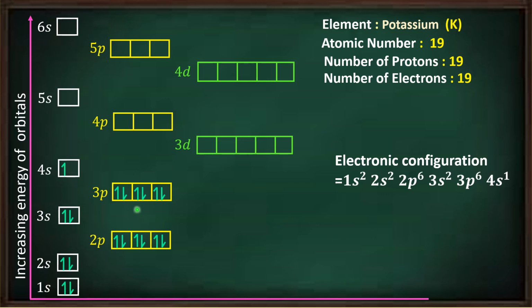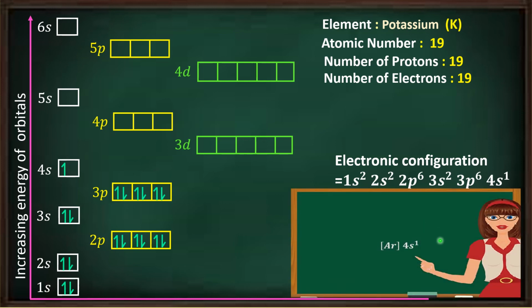Okay, so up to 3p, Argon electronic configuration is there: 1s2, 2s2, 2p6, 3s2, 3p6. This configuration belongs to Argon. So instead of writing this lengthy configuration, we can shorten it like this: Argon 4s1. That means before 4s1 we have Argon electronic configuration.